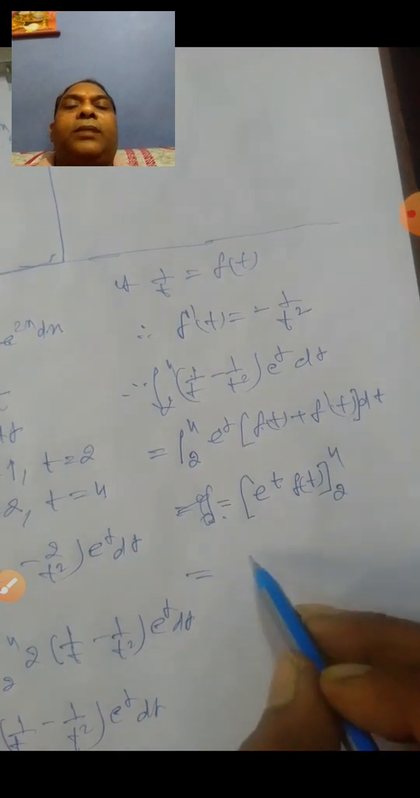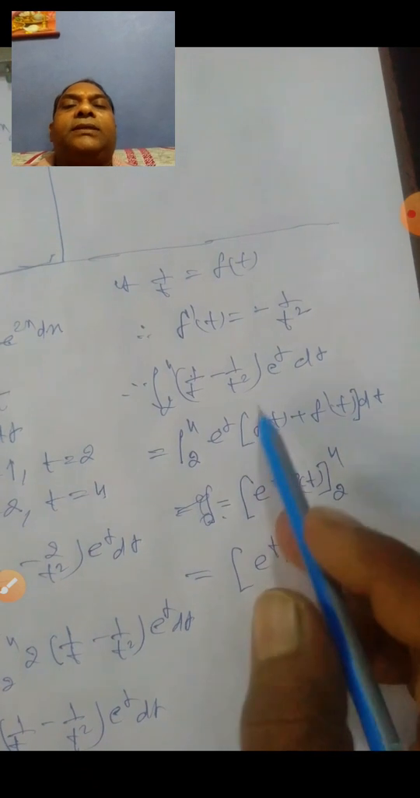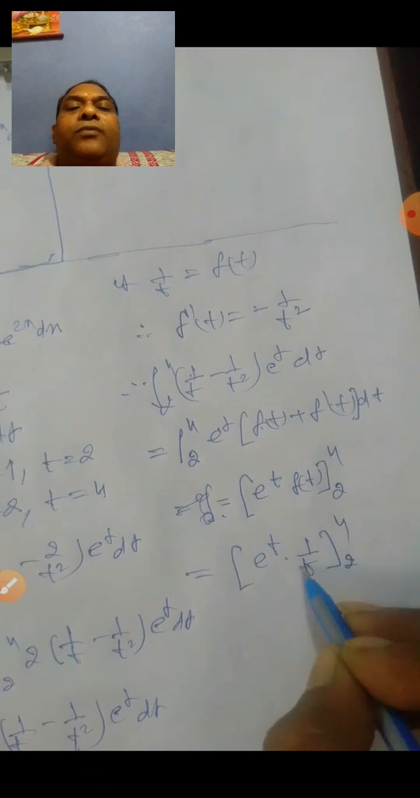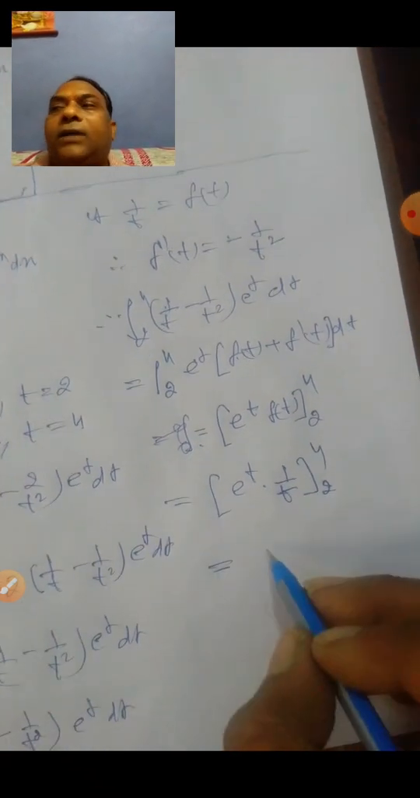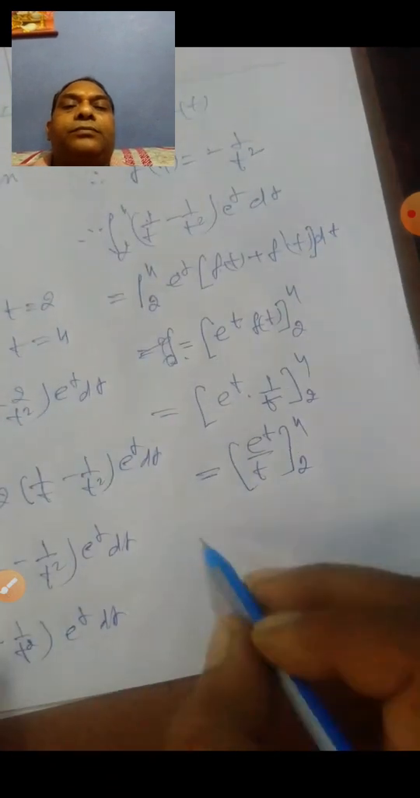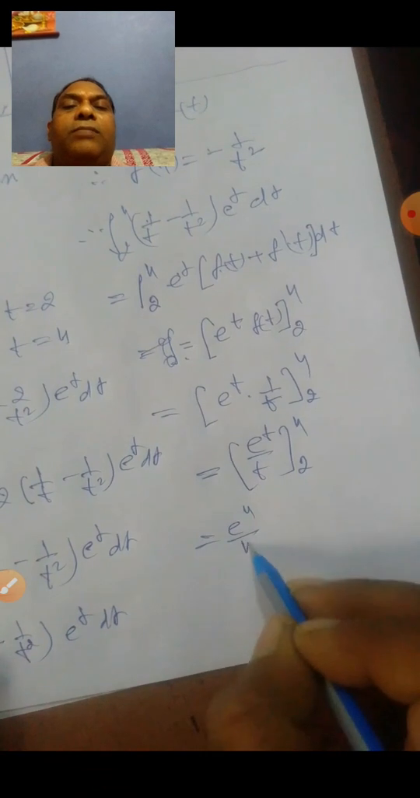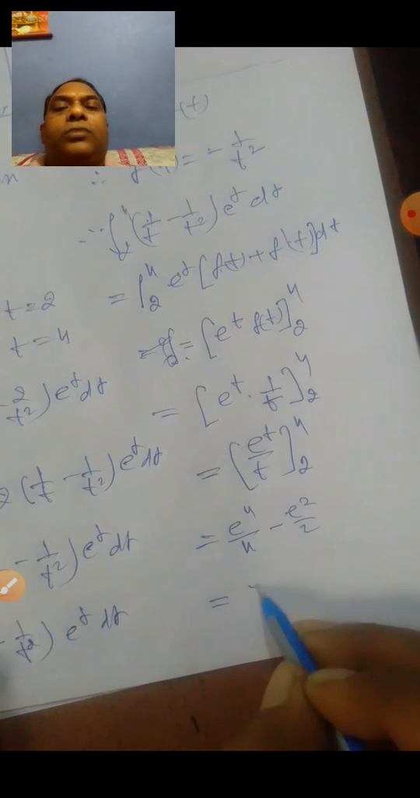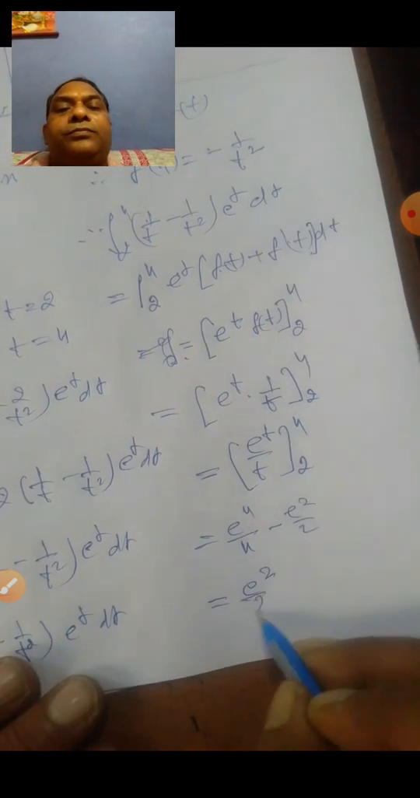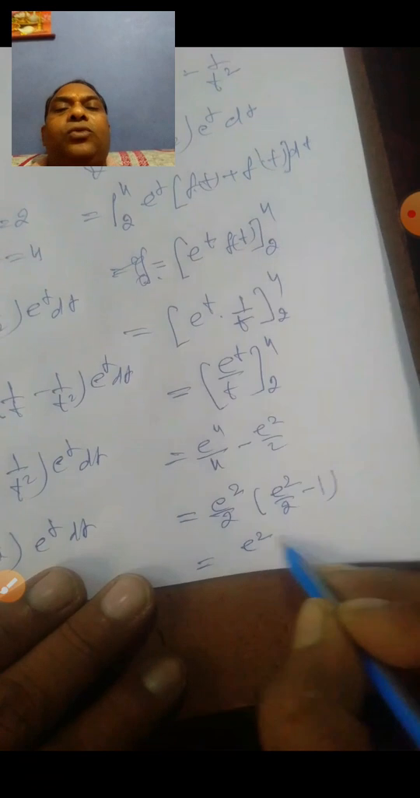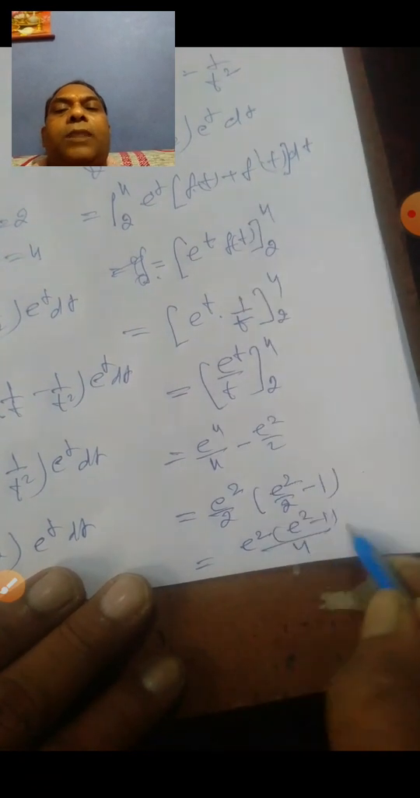Now put the value of f(t). Here f(t) is 1 by t, limits 2 to 4. Now apply the limit, upper limit minus lower limit: e to the power 4 by 4 minus e square by 2, equal to e square by 4 into e square minus 2, is the answer.